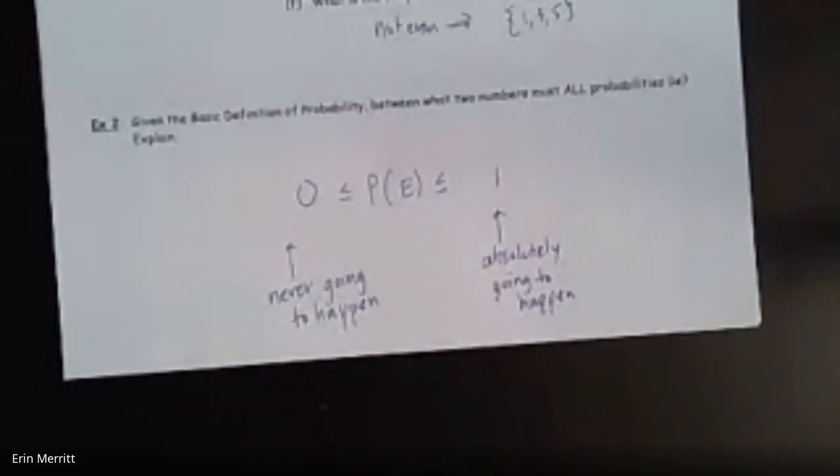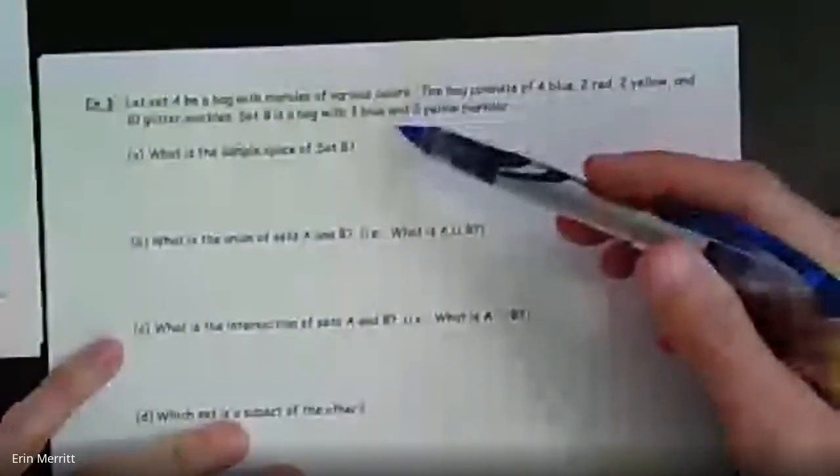All right, on this next page, we have another kind of classic example talking about marbles and colors of marbles and whatnot. All right, so let's see if we can move a little quicker through this. It says, let set A be a bag of marbles with various colors. The bag consists of 4 blue, 2 red, 2 yellow, 10 glitter marbles. Ooh. Set B, we've got 3 blue and 2 yellow. So that one's a bit smaller.